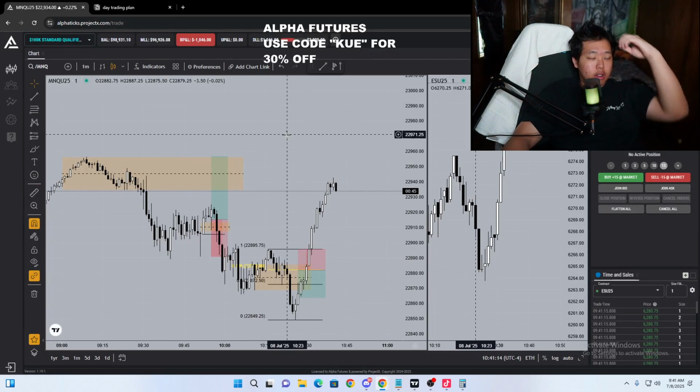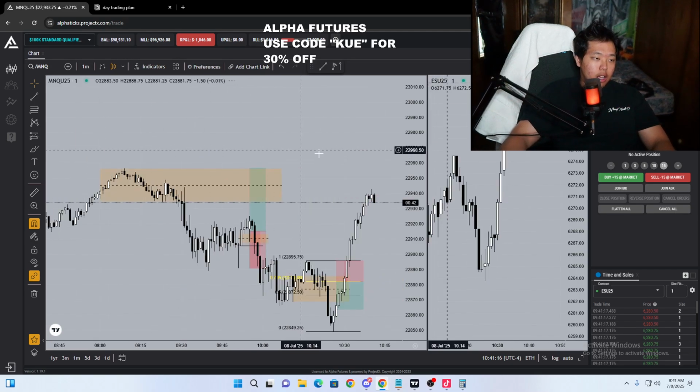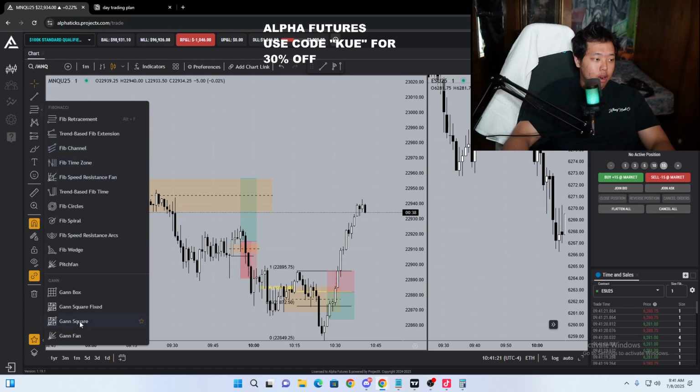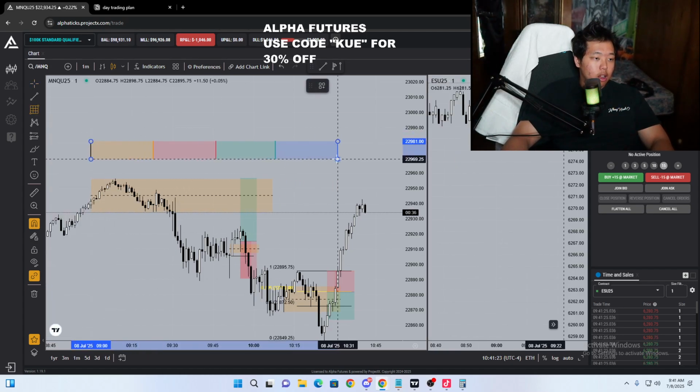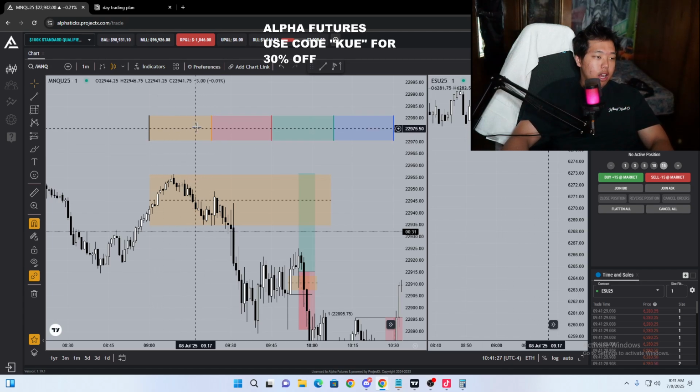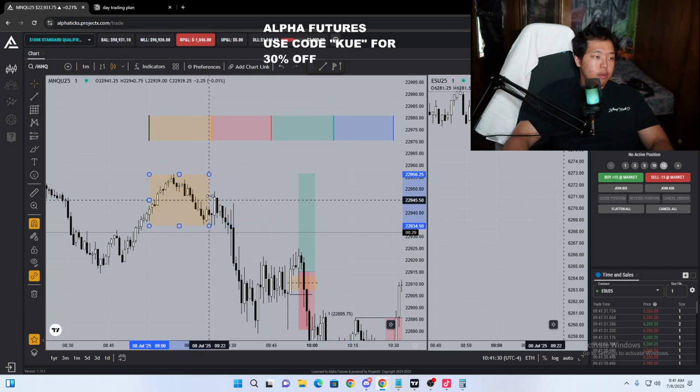But let's get started. Basically, going into the day, I'm trading quarterly theory here, using time and price. So from 9 o'clock to 10:30, I'm pretty sure, yeah, right here. From this area, I'm marking out my accumulation range. So this is my accumulation range.